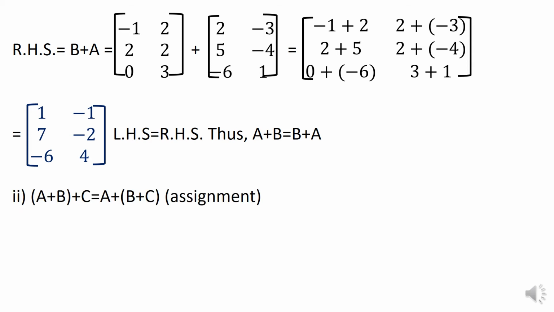Now, the second part of the sum, you can do it as an assignment in your notebook. Here, observe that on the LHS, A plus B is already done in the first part of the sum, so that you don't need to repeat. You just have to add that matrix to C. On the RHS, of course, first you carry out B plus C and then add that answer to A and prove whatever they have asked you to prove.